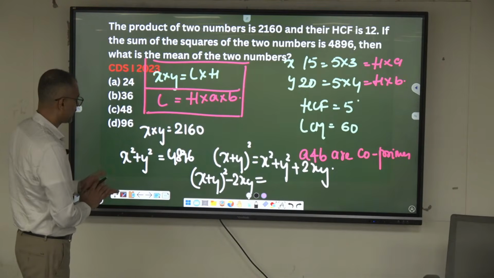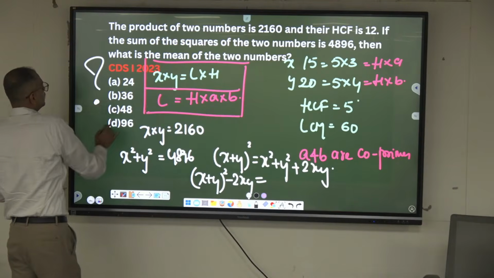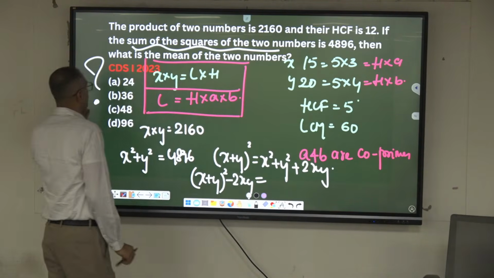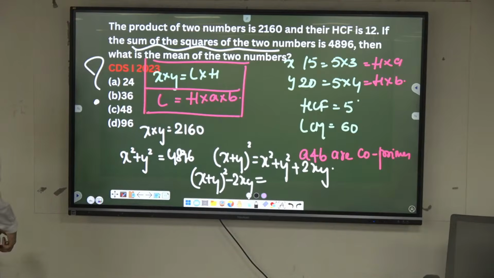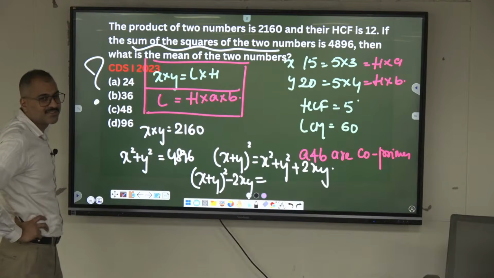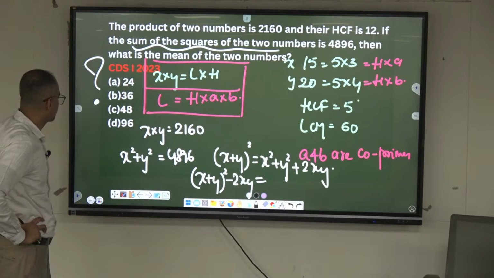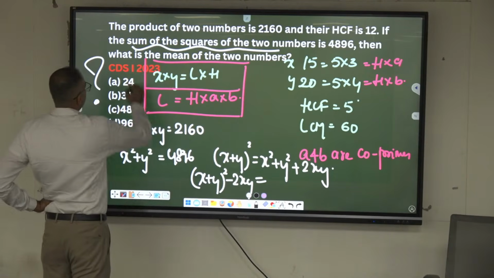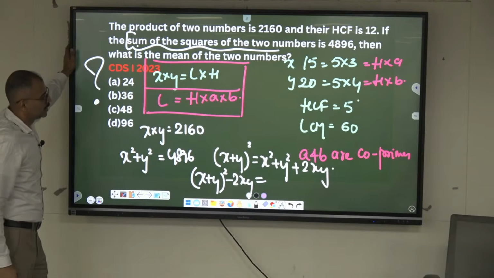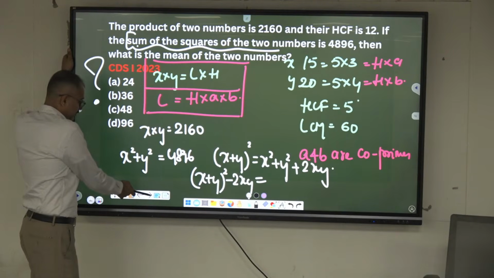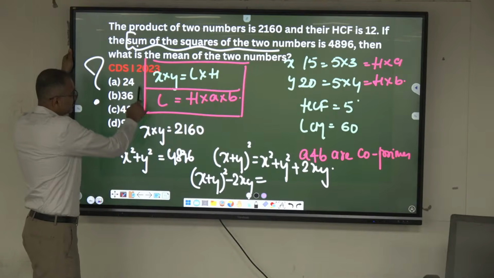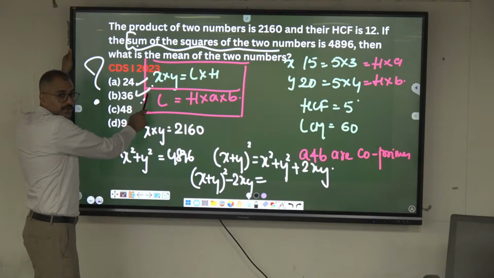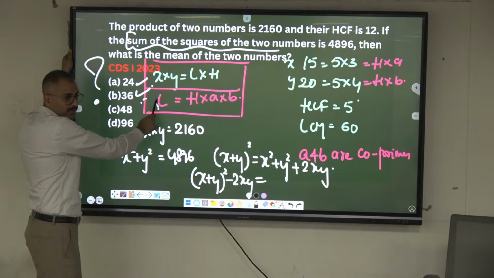Otherwise unknowns will come. Okay, let's keep this one. Sum of the squares of two numbers, sum of the square of the sum of the numbers it should have been. There is ambiguity in this statement itself. Okay, let it be there. One question doesn't make any difference. Know this one. Refresh your memory on this part. Go home and revise this one.